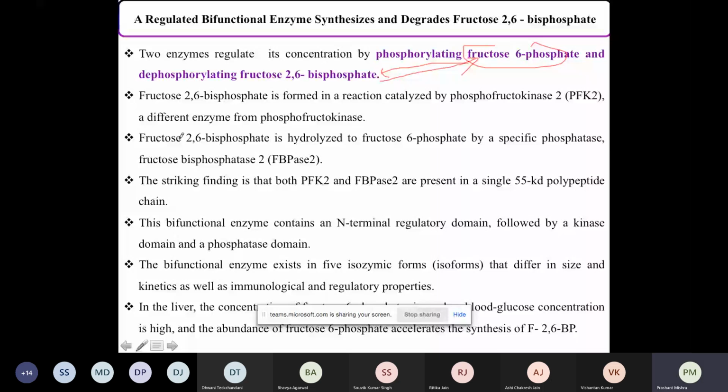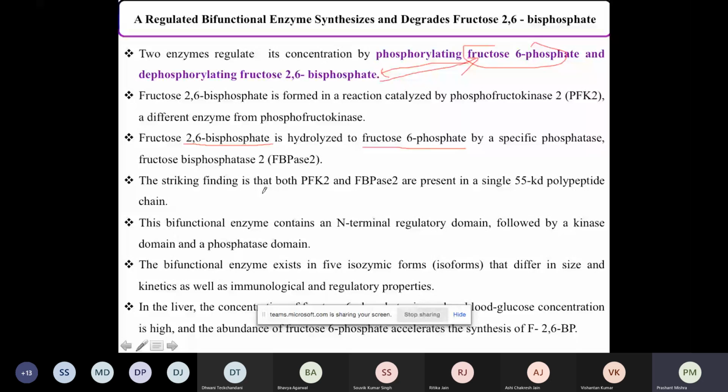On the other hand, fructose 2,6-bisphosphatase, what it will do is, look at this, this is a substrate. So this substrate is getting hydrolyzed to fructose 6-phosphate. That is what I said. This substrate can be hydrolyzed to fructose 6-phosphate. And what works here? The enzyme is a phosphatase. I'll just show you in the diagram.